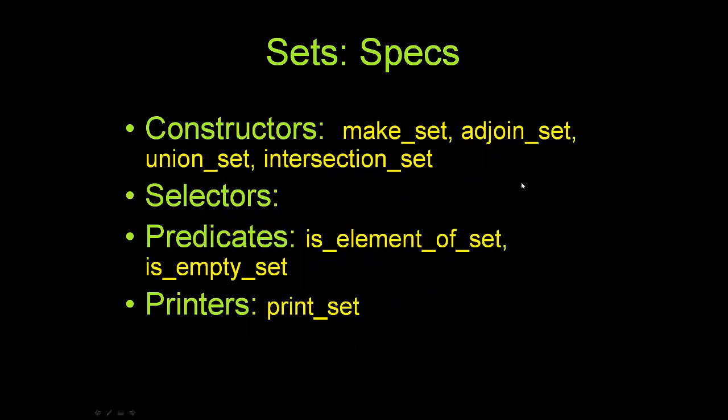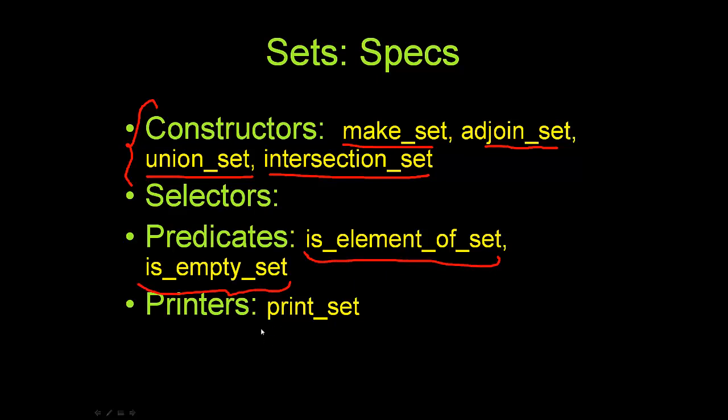Okay, so we have the following constructors. You can make a set. You can adjoin to a set, which means you add something to a set. You can take the union of 2 sets, which joins 2 sets together, and you also have the intersection of 2 sets. So these are ways that you can construct a set. As for selectors, you can't really select stuff from a set. So essentially, you have 2 predicates. One is whether something is an element of a set, and the other is whether the set is empty, and you can print the set. So these are the specifications that you can have for a set object.